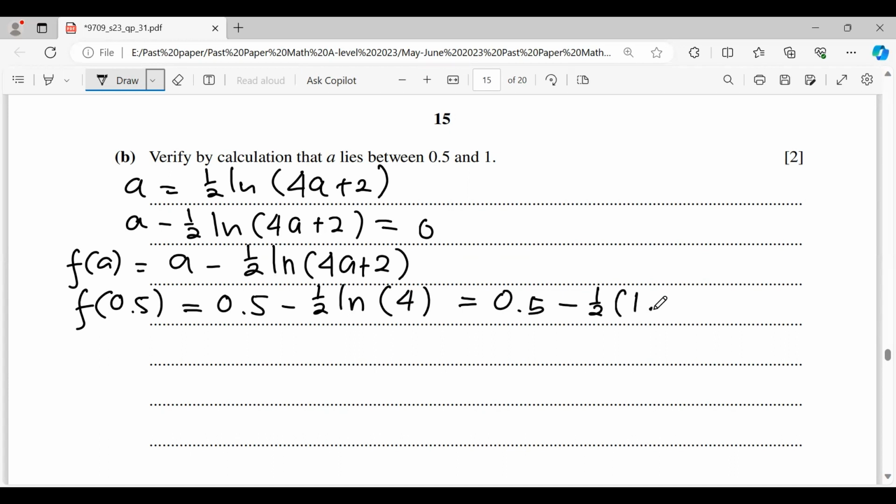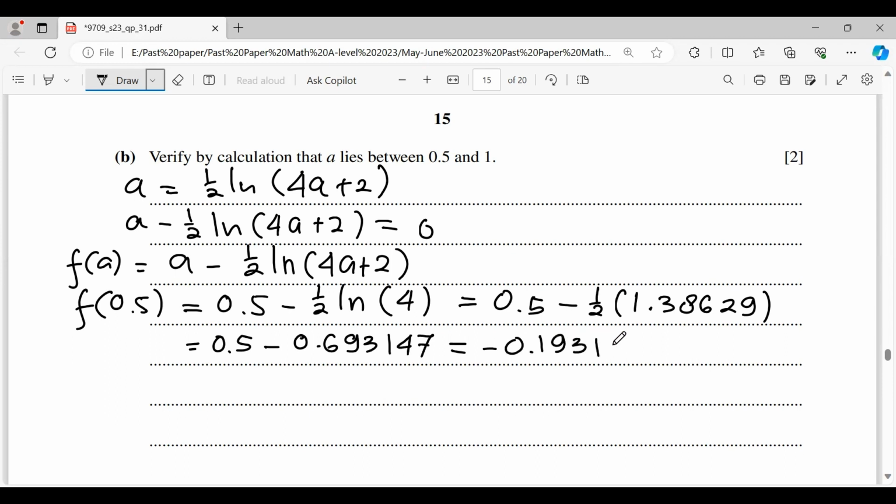So 0.5 minus half times 1.38629, by calculator, divided by 2, 0.693147. I'm going to calculate first. It becomes negative 0.193147. This number is less than 0.